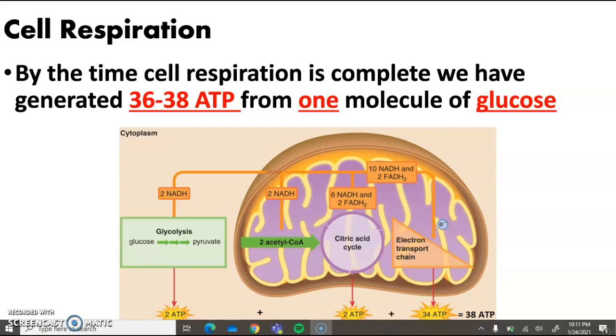So use this diagram as a study tool, and hopefully you guys learned a little bit about cell respiration today. Thanks.